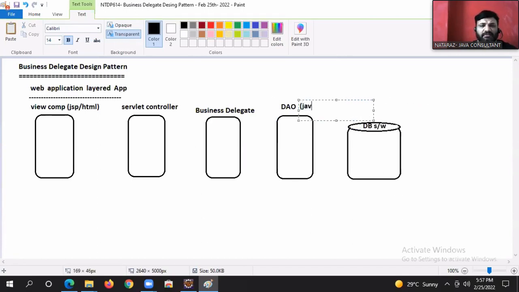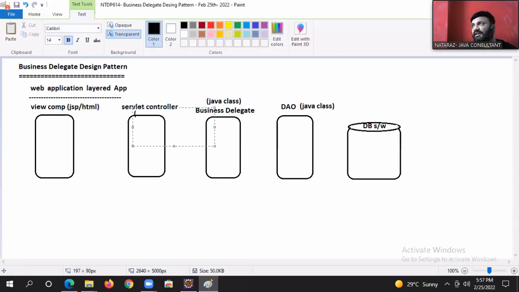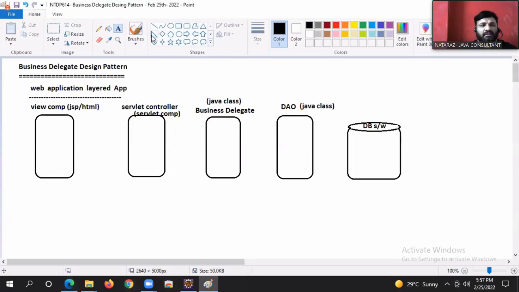DAO is what, guys? A Java class. Business delegate is what, guys? A Java class. Servlet controller is what, guys? The servlet controller is a servlet component. Yeah, what is the flow?